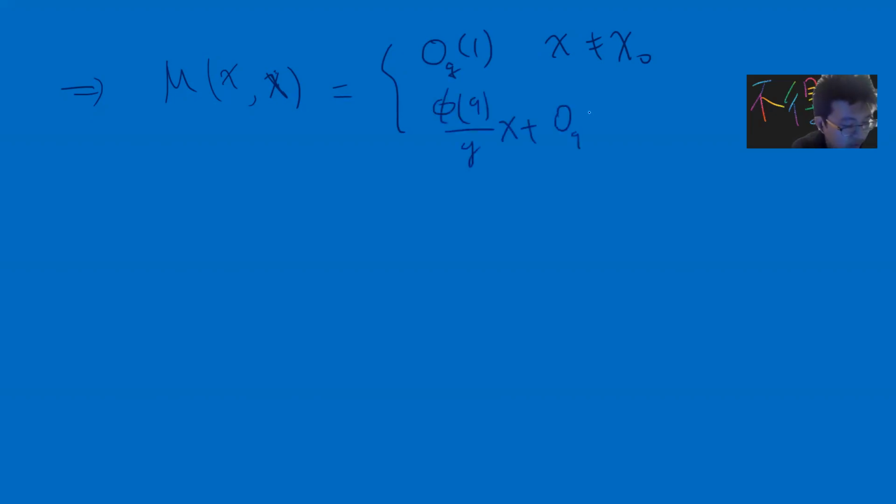So if one has this, then one immediately gets the following. Because now we have the partial sum of chi of n. If chi is non-principal, we get O of 1, which may depend on q, but let's forget about this. And phi of q divided by q, times x, plus O_q of 1, if chi is principal.